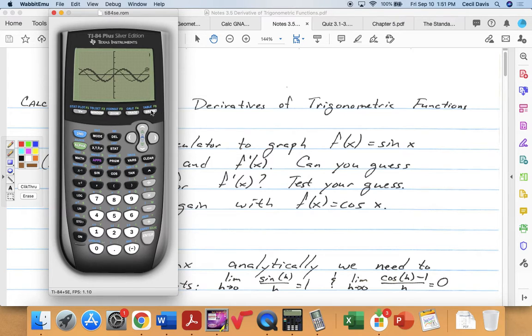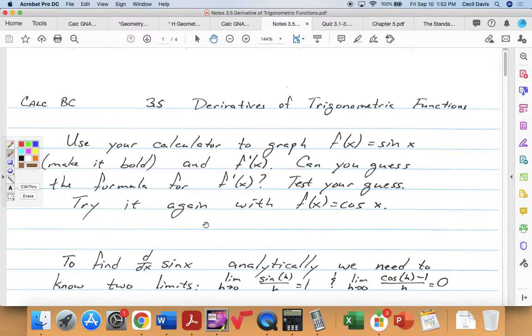That's fairly convincing. If you want to be more convinced, you can look at the table and look at y2 and y3. And to 4 decimal places, that's pretty convincing. All right. Now, I do want to show you why the derivative of sine of x is equal to cosine of x analytically. But let's go back to the graph for just a second real quick.